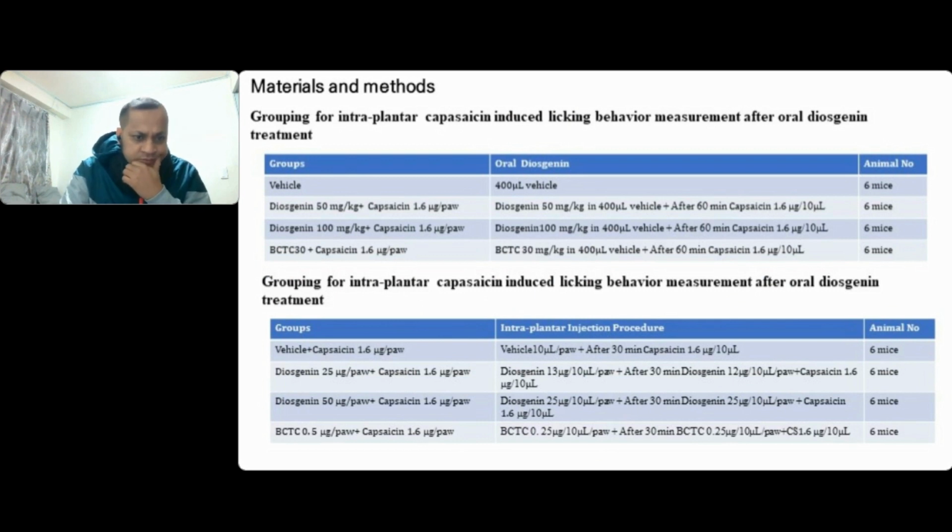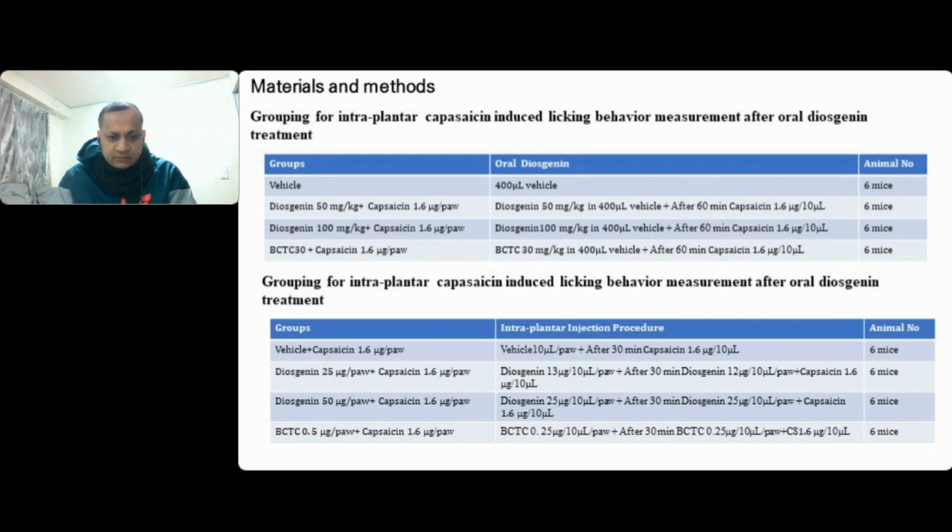So this is our grouping, how we did it for the capsaicin-induced acute pain model. We use vehicle, Diosgenin, and capsaicin. For the standard, as you know, the TRPV1 antagonist BCTC is a sensitive and very effective antagonist. So we use this one as the standard, and we evaluate how Diosgenin compares with this drug.